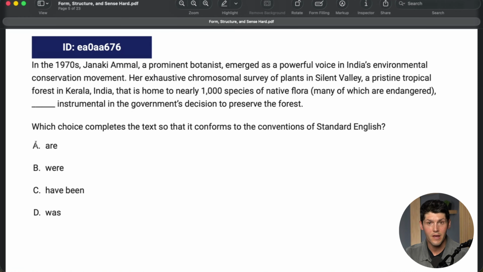B, would you say they were or he were? Of course, you would say they. So B is plural. Okay, we have 2 plural answer choices. The third one, would you say they have been or he have been? Of course, they have been. We have 3 plural answer choices. And the last one, would you say they was or he was? Of course, you would say he was. Okay, so answer choice D stands out from the pack. There are 3 answer choices that are plural and 1 that is singular.